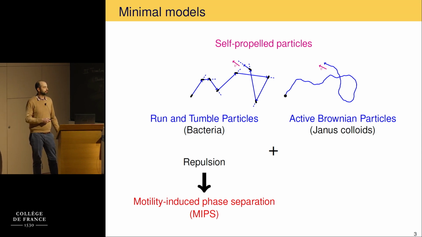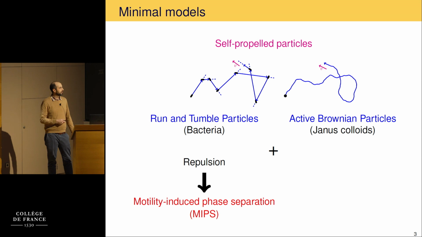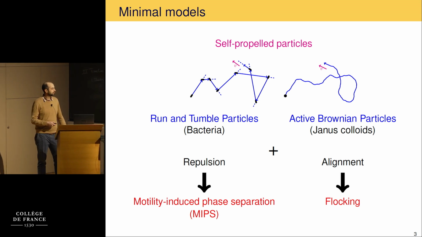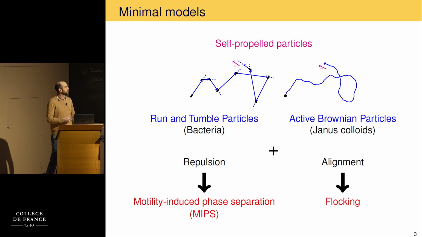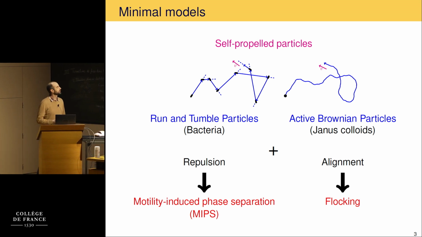If I add repulsion, like short-range steric interaction, you can get motility-induced phase separation, or MIPS for short. If instead you have alignment between the direction of motion, you have collective motion or flocking. So these are the two types of phase separation. Actually, for flocking, I will explain why it's phase separation. So these are the two types of behaviors that I want to talk about today. Usually I would give a seminar on either one or the other, but yeah, we talk about both. I hope it's not too dense, but please stop me if it's going too fast.